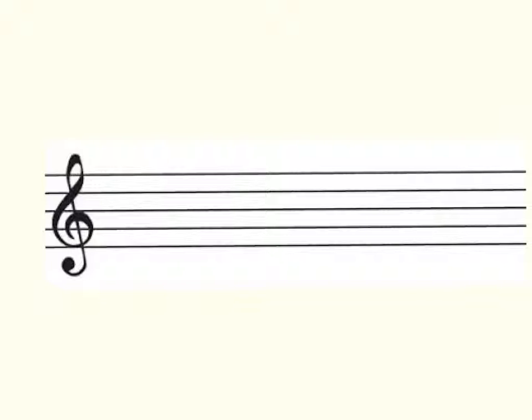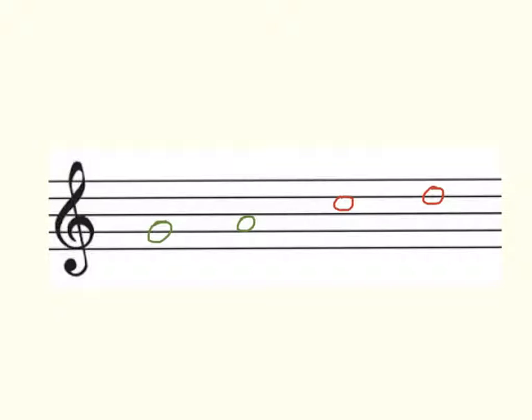Now let's try drawing some sharps and flats on the staff. Here's a sharp, a flat, and a natural. A very important point to remember when you draw sharps and flats is that they have to come before the note. This is because we read music from left to right. The sharp or flat also has to be on the same line or space as the note, like this.